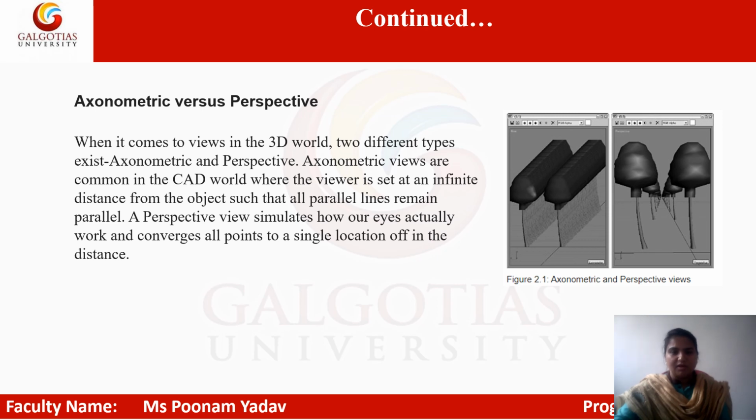Lines will be parallel. A perspective view simulates how our eyes actually work. Our eyes work in which perspective? This is the main motive. It works and converges all points to a single location in the distance. So this is axonometric versus perspective.